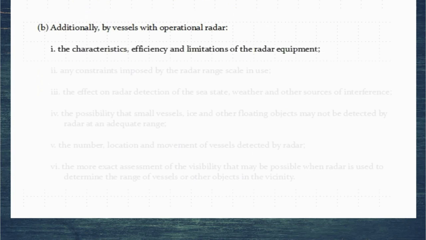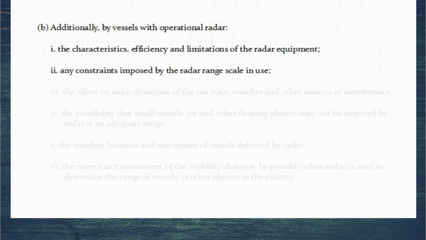Characteristics, efficiency and limitations of the radar equipment. So we're talking about the physical properties here. How high is it mounted? If you've got an X-band and S-band, if you've got a long pulse, short pulse, what's the resolution like? Will it detect targets? You know this by using the equipment. Obviously, if there's limitations in that equipment, that's got to affect your judgment of safe speed.